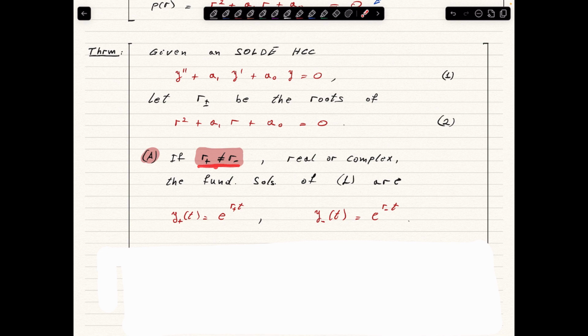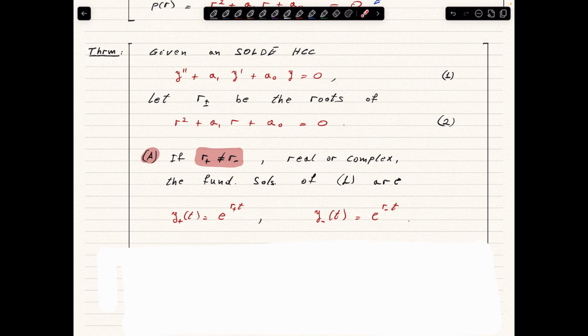Suppose that the roots are different. Real or complex, doesn't matter, but they are different numbers, like in our example, -2 and -3. Then the fundamental solutions of the differential equation are the functions that we found in the previous example: exponential of the first root times t, exponential of the second root times t.